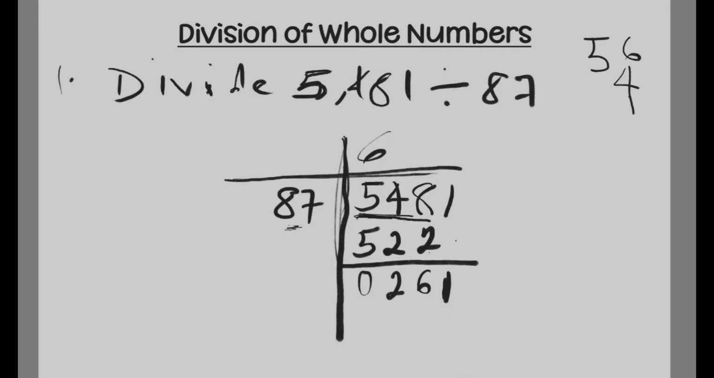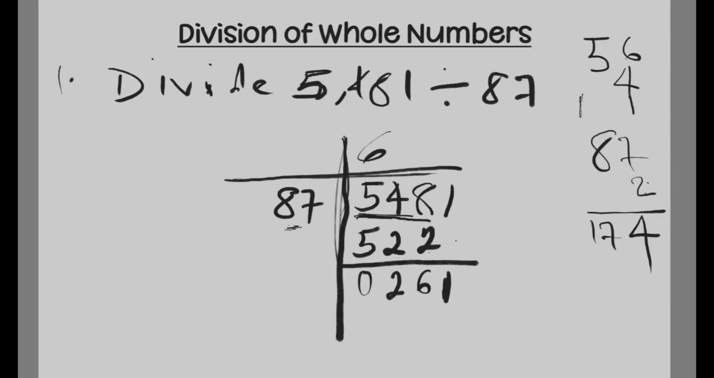So we're not done yet. Our job is to have 0 at the end, or a number that is lower than 87 at the end. So 261 divided by 87. I'm going to look for a number that is very close to this. So let me use 87 times 2. If I use 2, I'm going to have 14. I'm going to carry 1. 2 times 8 is 16 plus 1, that's 17. Okay, 17 is very close, but is that the closest I can get?